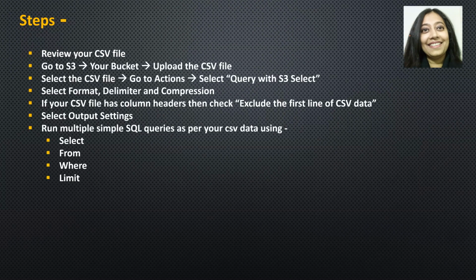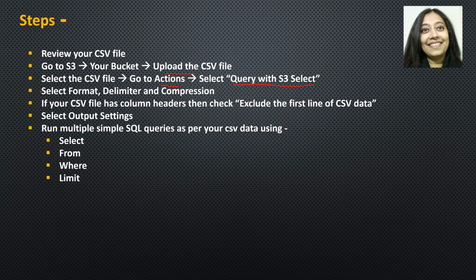Steps for our lab today. The first thing that we will do is review our CSV file. I have created a sample CSV file on my end, and I will be reviewing that. In your case, please review the CSV file, whether it has the header information, what kind of data it has, how many records, et cetera. After that, we will go to S3 to our bucket and upload this particular CSV file. Finally, we will select the CSV file, go to Actions, and then select Query with S3 Select.